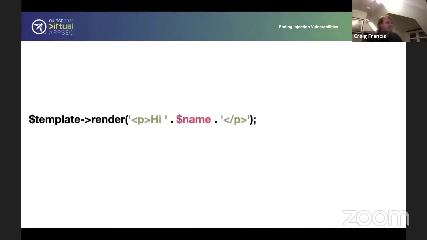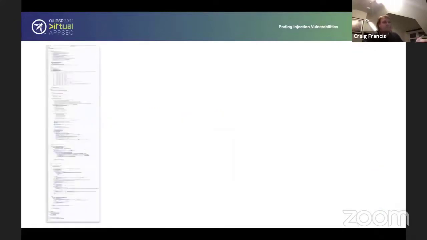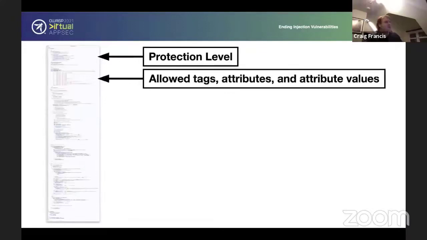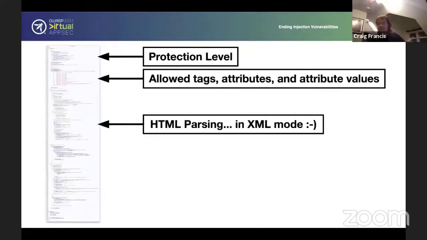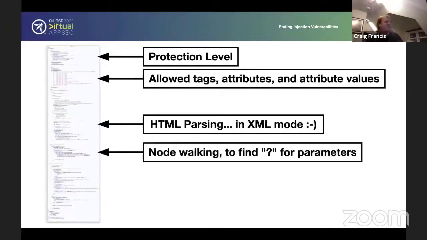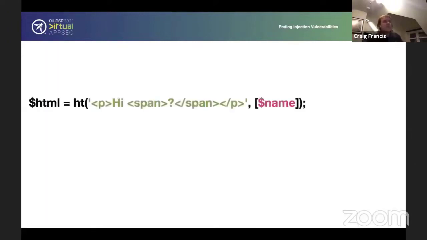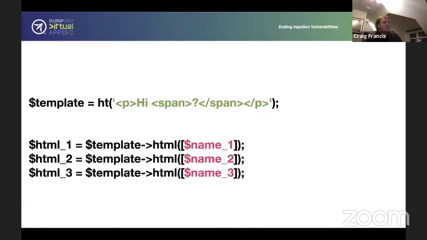HTML, same. And move on from that. This was a 300-line example of how to do a templating engine like that. Protection level, allowed tags, passing in XML, because XML gives you a nice quality in theory. Node to walk in, find the question mark parameters, HTML, checking parameters, and that's basically how it will appear to be used on the other side. That's good. Span, you can make templates reusable.